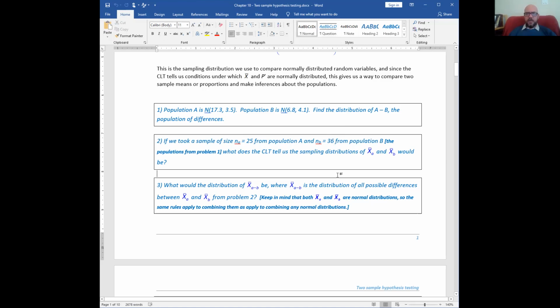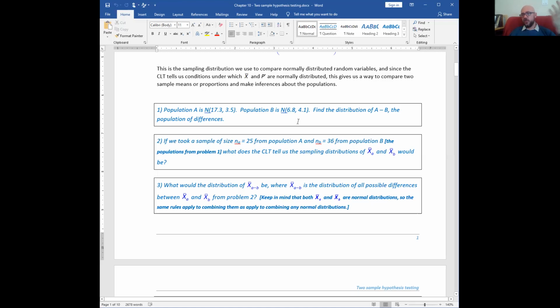So what I've got is that my x bar sub A has a mean of 17.3 and a standard deviation of 3.5 over the square root of 25. And x bar sub B has a mean of 6.8 and a standard deviation of 4.1 over the square root of 36. Right, so let's find out what those things would be.